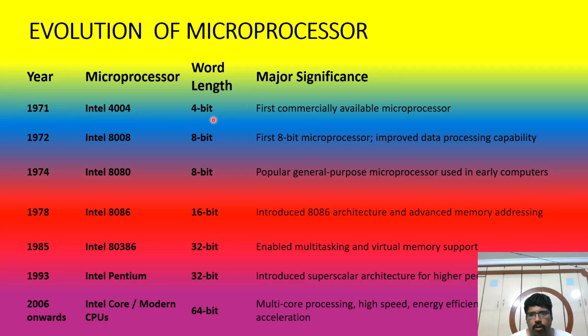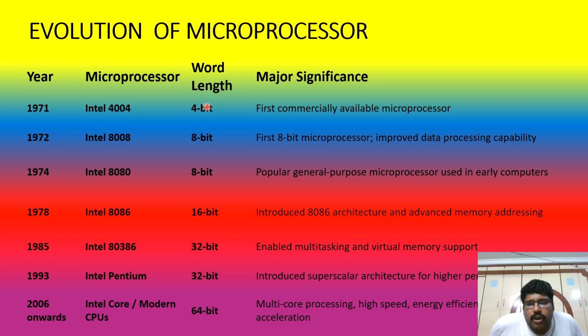It is a 4-bit microprocessor. What is meant by word length? It is very important. A computer is a digital device where data is converted in the form of zeros and ones. Either 0 or 1, we call it a bit. A 4-bit microprocessor means that at a time it can transmit or process 4 bits of data in a single clock cycle. Then it is called a 4-bit microprocessor.